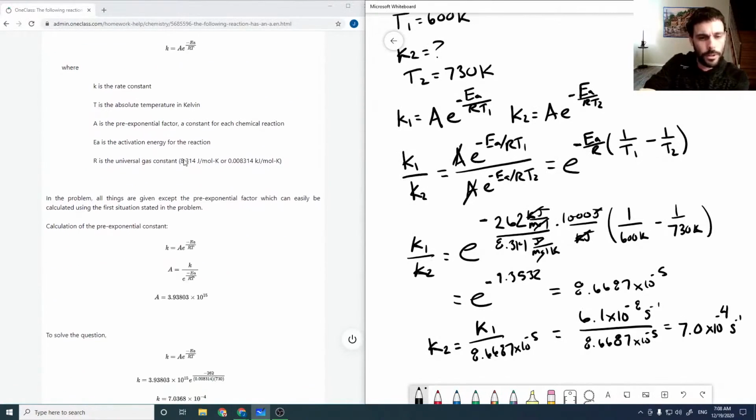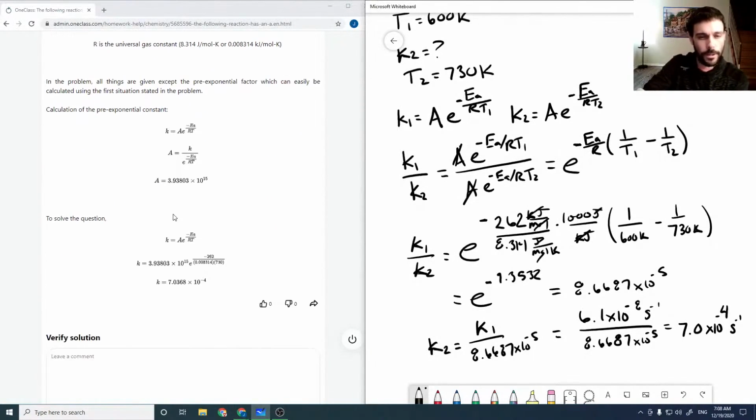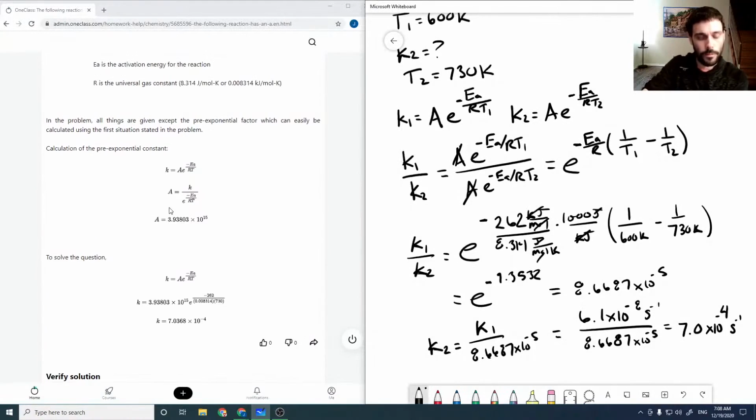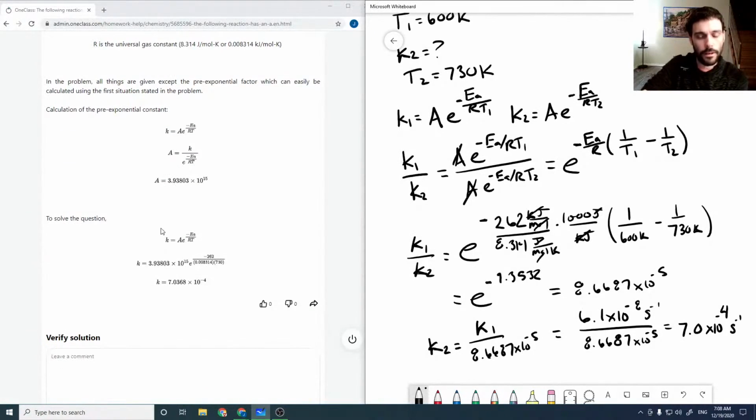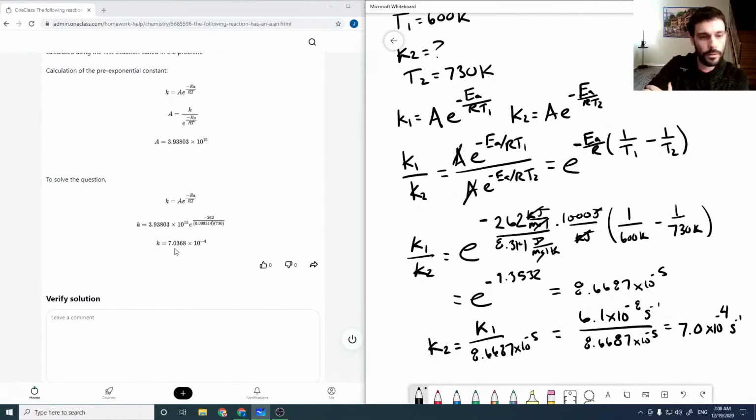So going to the solution here, you could solve for the prefactor, but you don't need to. That's what they did here, solve for the prefactor and then use that in Arrhenius' equation to solve for the k. But it comes out to be 7.0 times 10 to the minus 4, so that looks good.